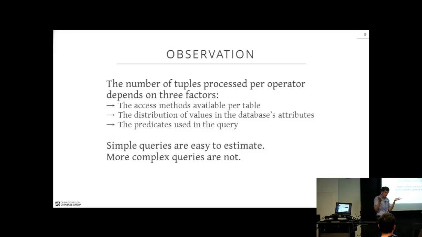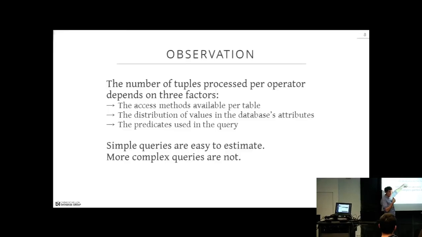Then we also have to deal with the distribution of the values in the database's attributes. If we have a million tuples and they all have the same value for this one attribute, then we know we're going to push up a million tuples. But if every value is unique, then it's one over a million for a particular query that's doing a straight lookup on it.